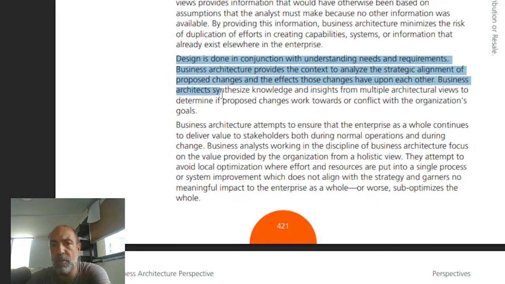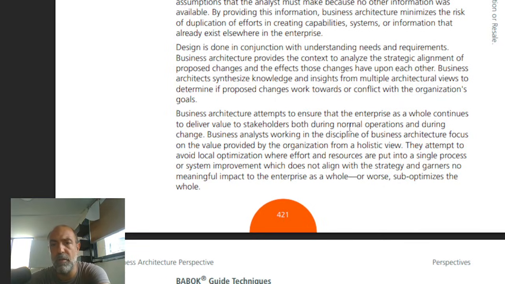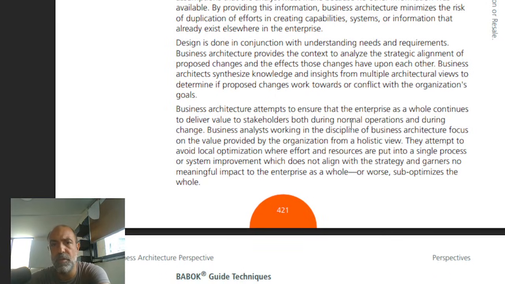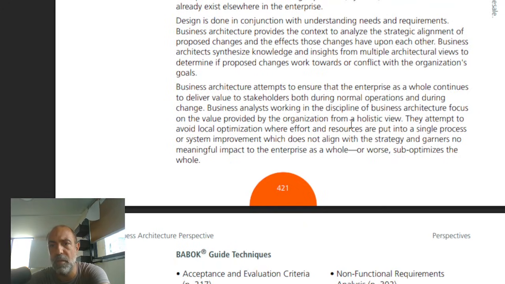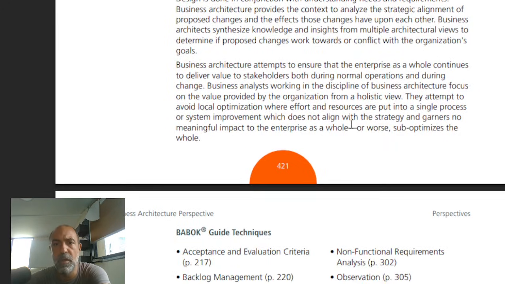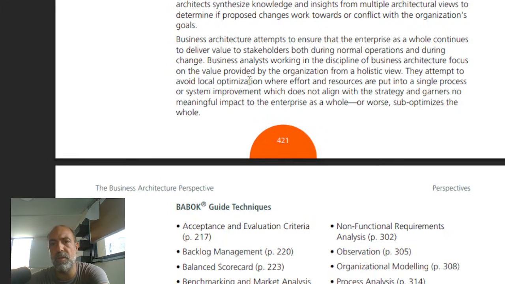Design is done in conjunction with understanding needs, requirements, and strategy. Business architecture provides the means to analyze the strategic alignment of proposed changes and the effects those changes have upon each other. Business architects synthesize knowledge and insights from multiple architectural views to determine the proposed changes, right? What you're doing is looking at all different angles and then finally designing. A business architecture attempts to ensure that the enterprise as a whole continues to deliver value to stakeholders both during normal operations and during change.